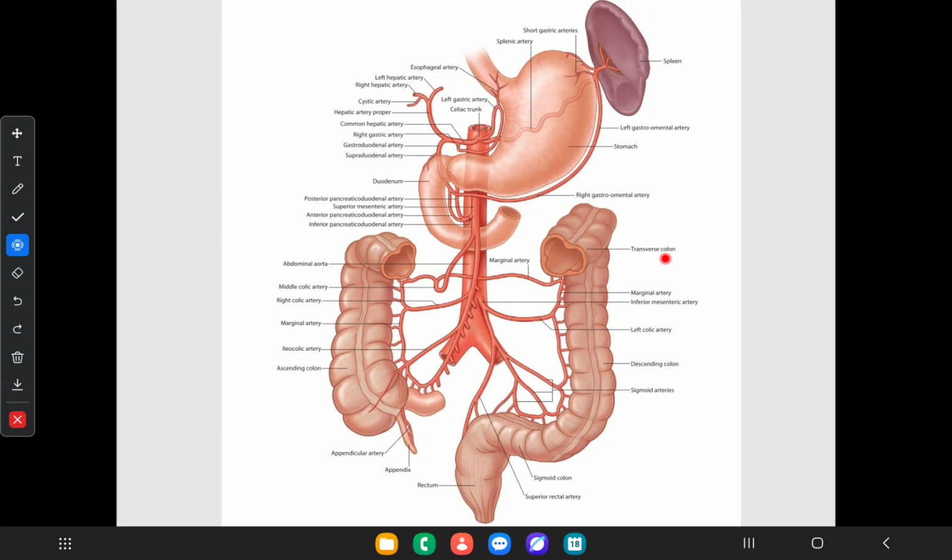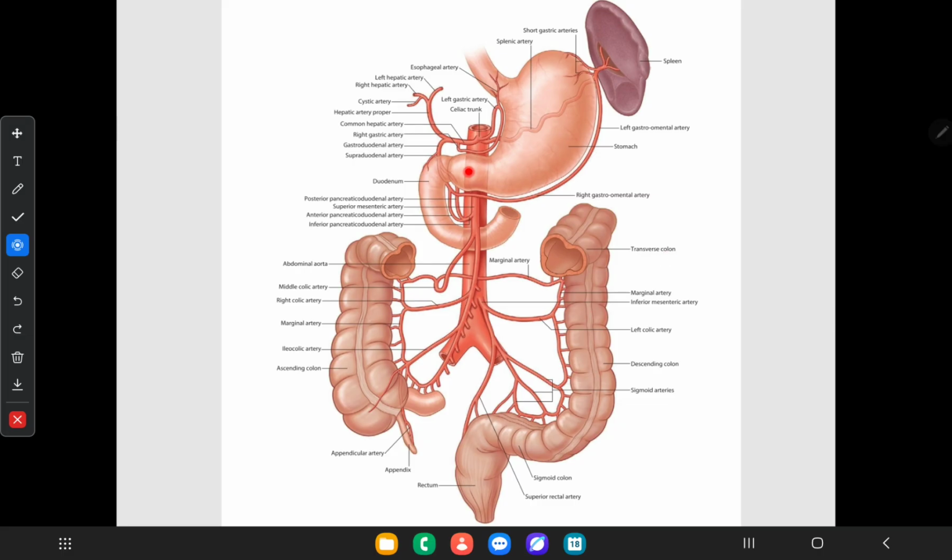From this video, I will discuss the celiac trunk and its branches. The celiac trunk is a branch of the abdominal aorta. Actually, the abdominal aorta gives origin to three unpaired arteries for the supply of the derivatives of the foregut, midgut and hindgut. The celiac trunk is the artery of the foregut, the superior mesenteric artery is the artery of the midgut, and the inferior mesenteric artery is the artery of the hindgut.